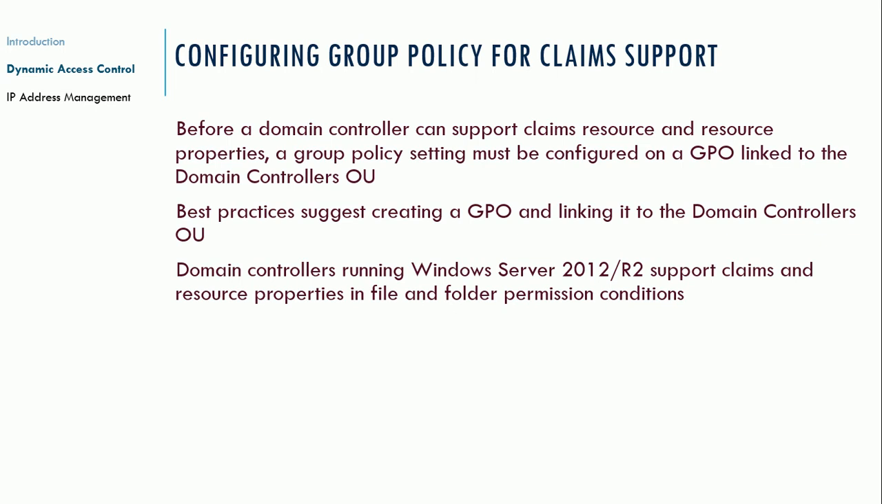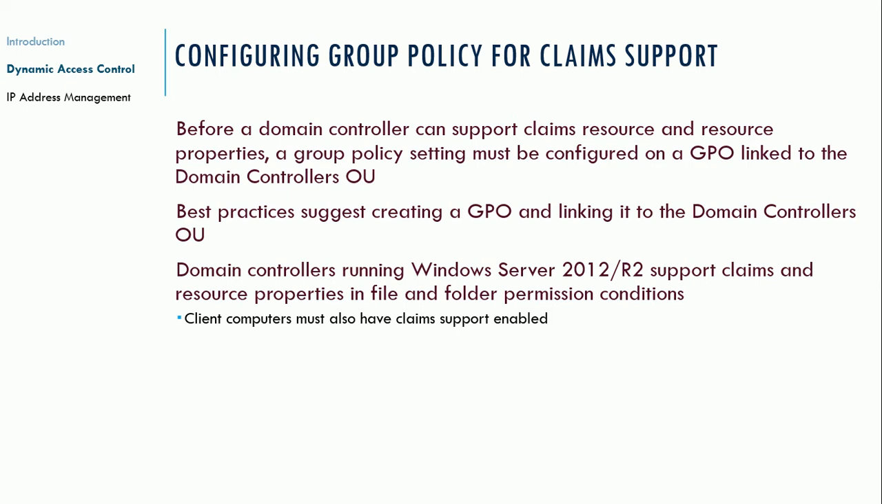So, configuring group policy for claims support. Before a domain controller can support claims, resource properties, a group policy setting has to be configured in a GPO and linked to the domain controller's OU. So best practice suggests creating a GPO and linking it to the domain controller's OU. Domain controllers running Windows Server 2012 support claims, resource properties, and file and folder permission conditions.